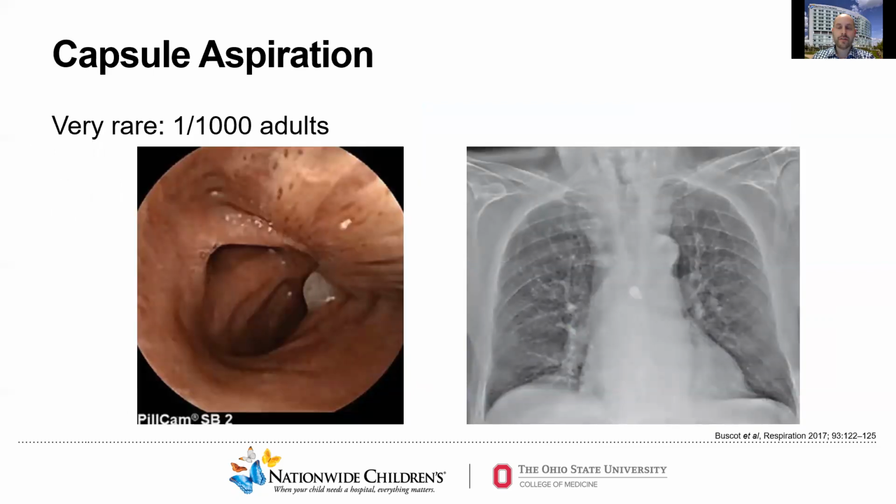Another risk of video capsule endoscopy is capsule aspiration. This is a very rare occurrence, and there is not a lot of data on this phenomenon in children. However, these images show, the image on the left is a picture of the bronchial tree from a video capsule, and you can see the bifurcation, which one would not see in the normal GI tract. And the image on the right is a chest radiograph with the capsule in the left mainstem bronchus.